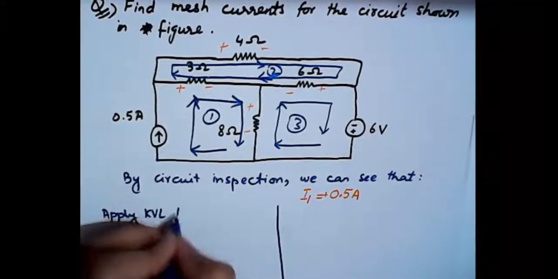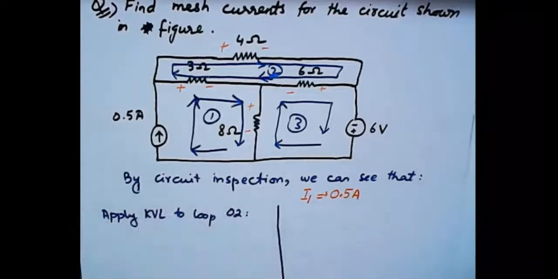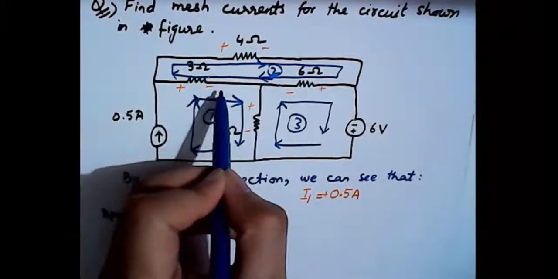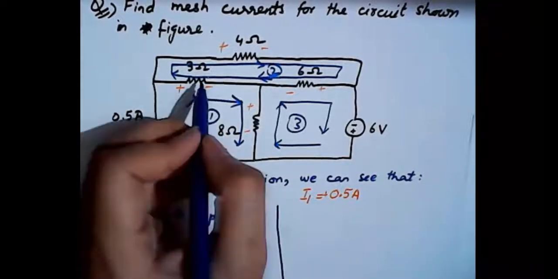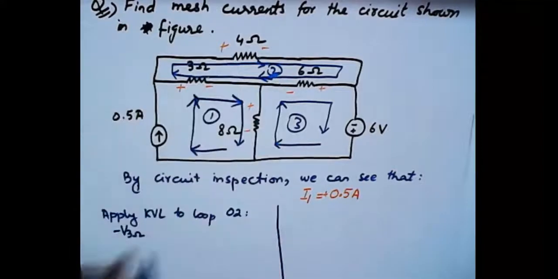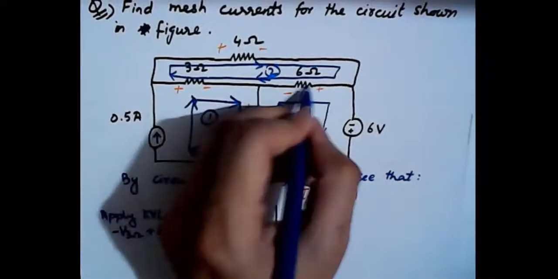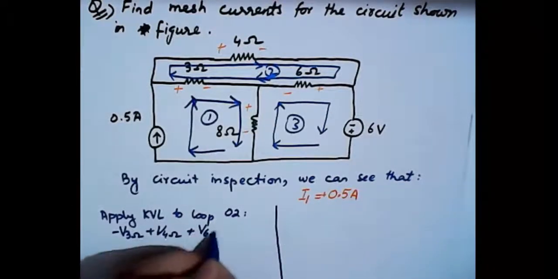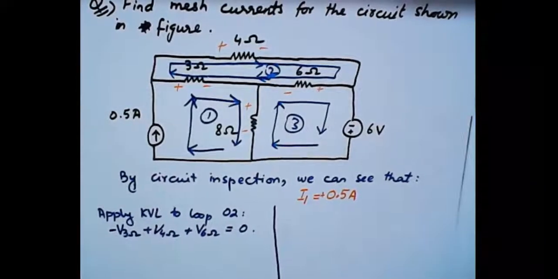Apply KVL to loop 2, right? Here it is loop 2, and now I can see that the current is entering the negative terminal of this 3 ohm resistance. So the voltage will be minus V3 ohms. Then it enters the positive terminal of the 4 ohm resistance, so plus V4 ohms. Then it enters the positive terminal of the 6 ohm resistance, so it will be plus V6 ohms is equal to 0, right?